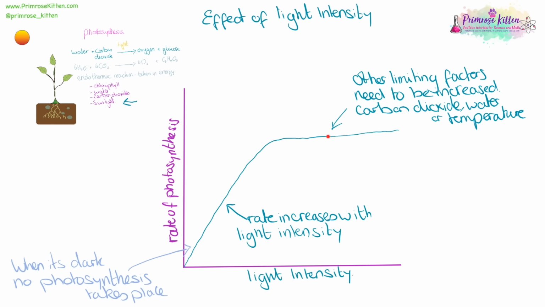Now, even though the graph is flat here, it looks like it might have stopped. It hasn't. There is still a steady rate of photosynthesis. It's just not increasing as much as it was down here. It's just a steady rate.